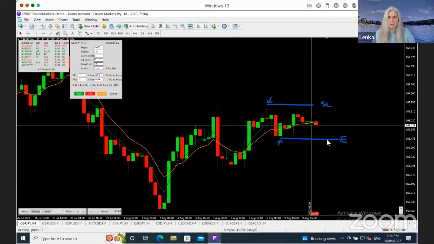If I'm selling, obviously I'm selling if I'm entering below and stop loss is up there. So then I would press sell and confirm the order. Okay, so that's how I would place that order.